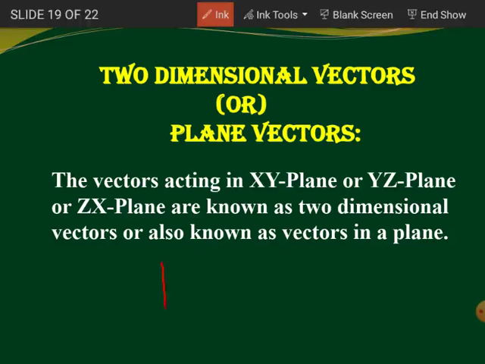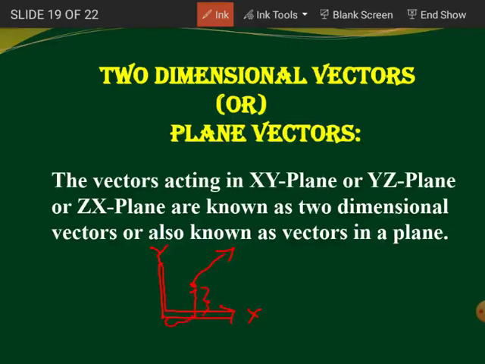Suppose this is along the x-axis like this, and this is y like this, so this plane, the plane of the screen, is the xy plane. Got it? So if a vector is here like this, in order to specify this initial point, we require the x value, which you can also call the abscissa.